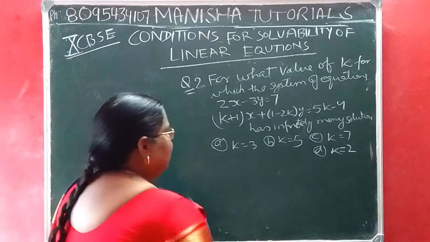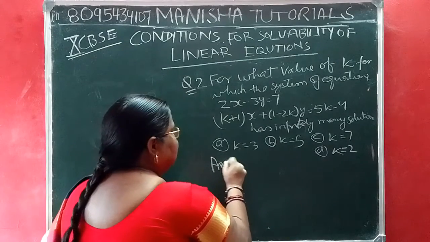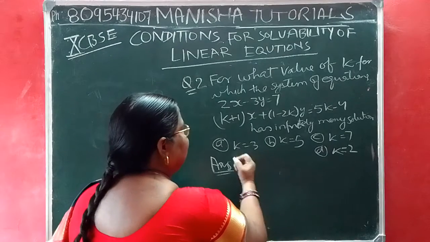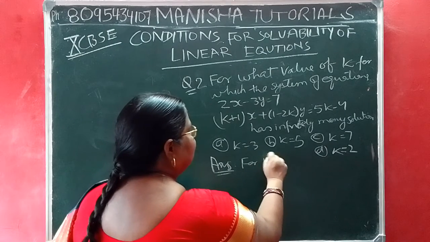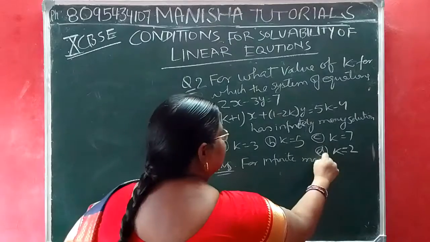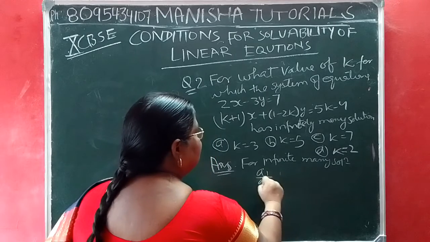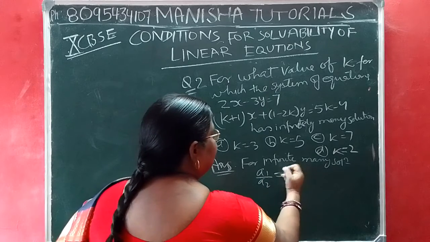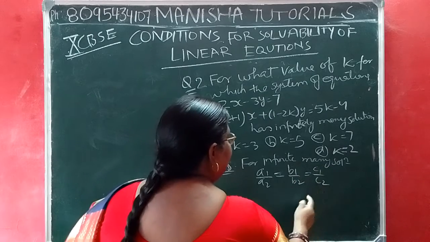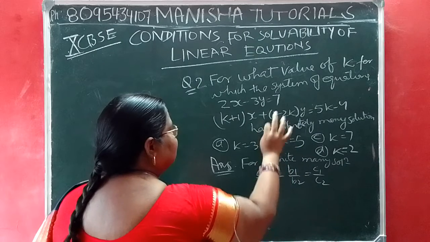Now here, keep in mind the conditions for infinitely many solutions, so that you should not forget. For infinitely many solutions, all three ratios must be equal: a1 by a2, b1 by b2 must be equal to c1 by c2. Here, what are the values of a1, b1, c1 and a2, b2, c2?